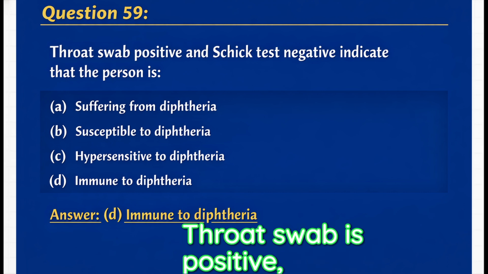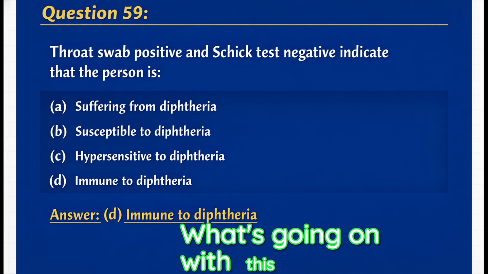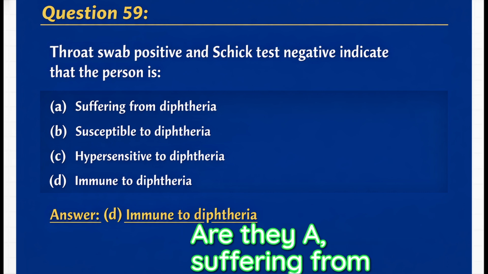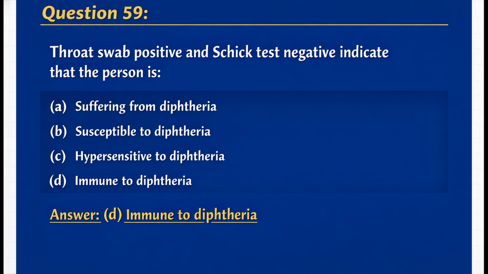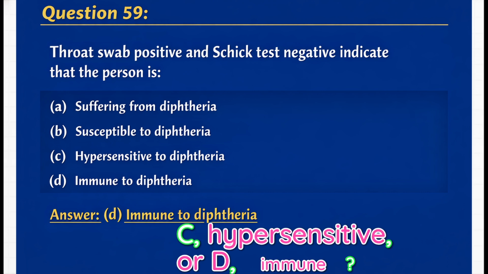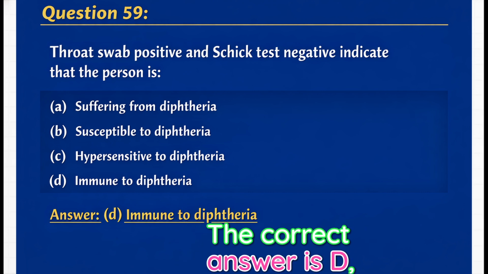Question 59 gives us a little clinical puzzle. Throat swab is positive, but the Schick test is negative. What's going on with this person? Are they A, suffering from diphtheria, B, susceptible, C, hypersensitive, or D, immune? The correct answer is D, immune.